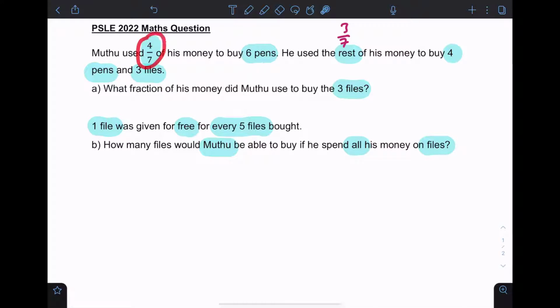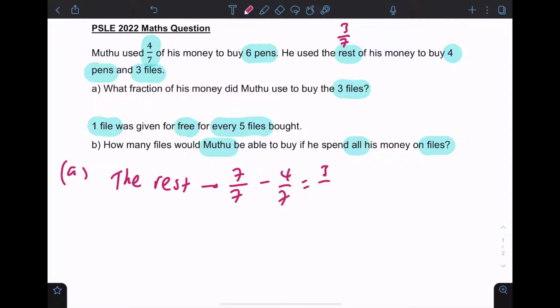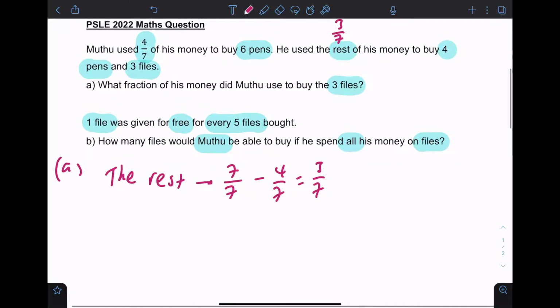4/7 was for 6 pens, okay? And the rest was used to buy the 4 pens and 3 files. Question is, what fraction was for the 3 files? Alright, part A. What's the rest? Okay, we need to show this calculation. The rest means 1 whole, take away 4/7. The rest means he spent 3/7 of his money on the 4 pens and the 3 files.